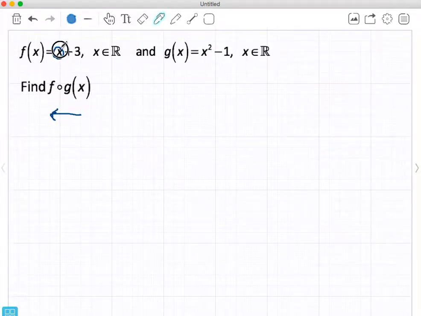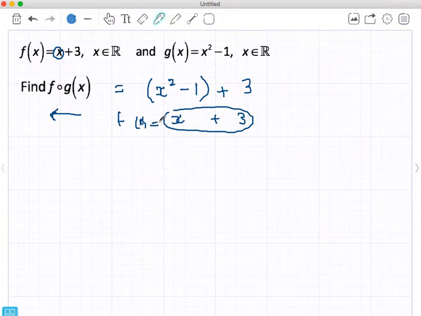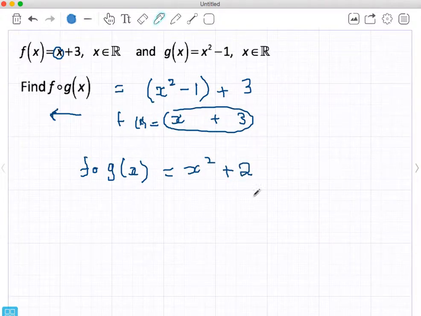So I see an x there. So I come along to an x, and I replace it, and I like to use a bracket, even for a simple one. So that's my x plus 3. That's what f(x) is. And I've replaced the x with this, and I've still got the plus 3 at the end. So f∘g(x) can now be tidied up to give me x squared minus 1 plus 3, which is x squared plus 2. Finished.